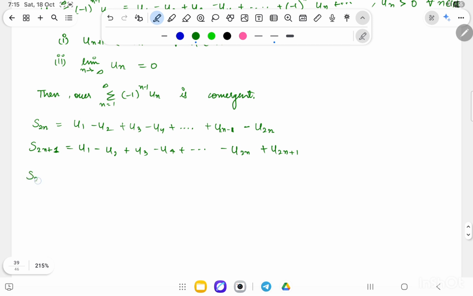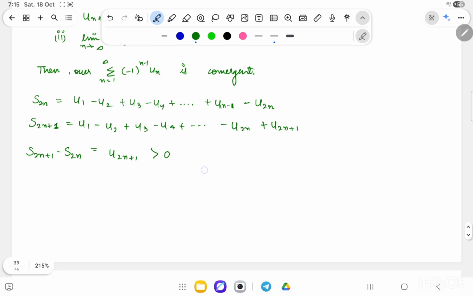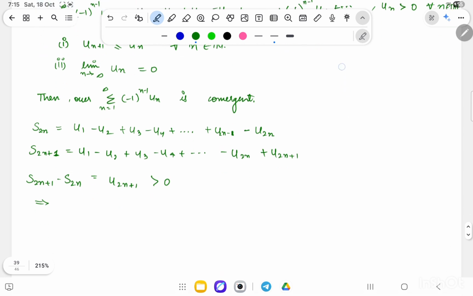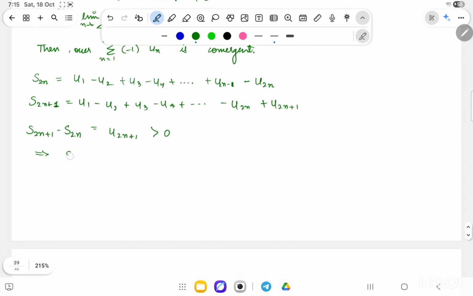If we find their difference, that is s(2n+1) minus s(2n), it turns out to be u(2n+1), which is greater than 0, because each un term is greater than 0, and that's the necessary condition. So from here we get that s(2n+1) is greater than s(2n), and this basically gives us that our sequence of partial sums is monotonically increasing.